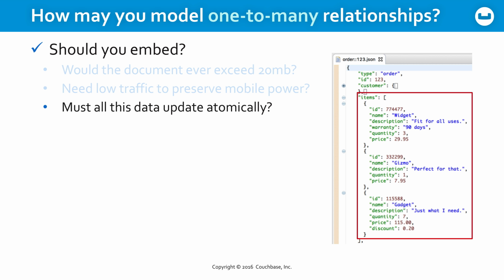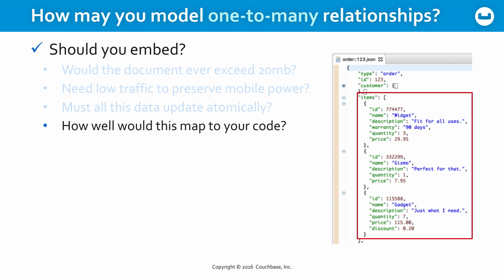Must all this data update atomically? Now in Couchbase 4.5, we can both get and set at the document or attribute level, but if you have multiple related attributes that must update atomically, then you need those to be in a single document. Next, how well would something of this shape map into your code? Of course, having a single object array inside of a document easily maps to code, but what if you're multiply nesting arrays? Do you end up creating more complexity than you want to pull back out again when you try to map this to a corresponding domain object?